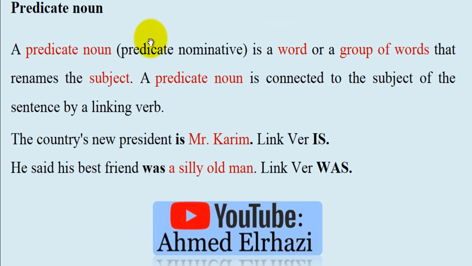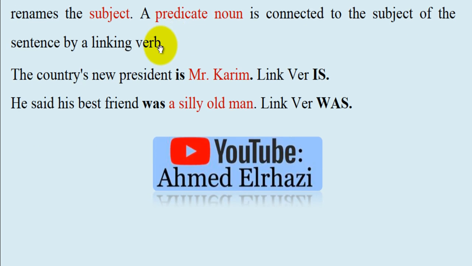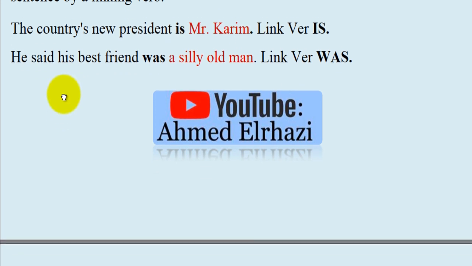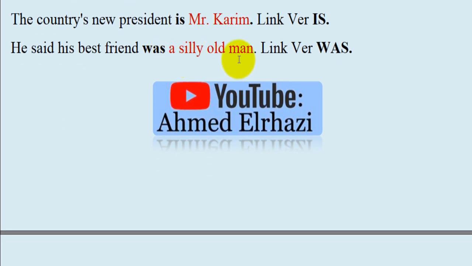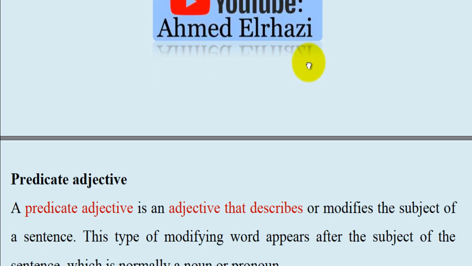Predicate noun. A predicate noun or predicate nominative, another name for it, is a word or group of words that renames the subject. A predicate noun is connected to the subject of the sentence by a linking verb. That means we must know what the linking verbs are. The country's new president is Mr. Karim. The linking verb is is, then Mr. Karim. He said his best friend was a silly old man. The linking verb was comes right before a silly old man.